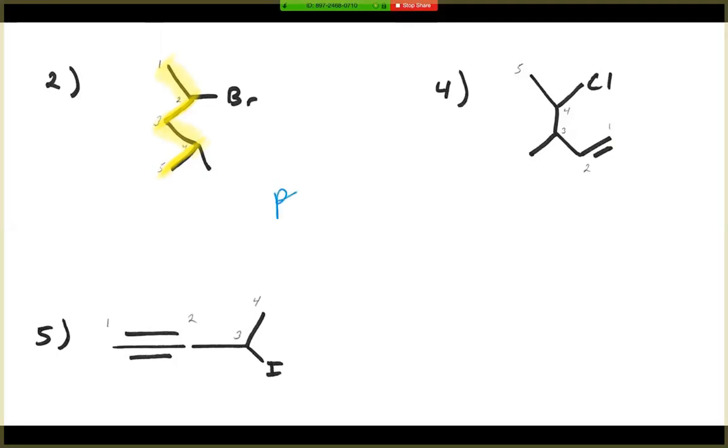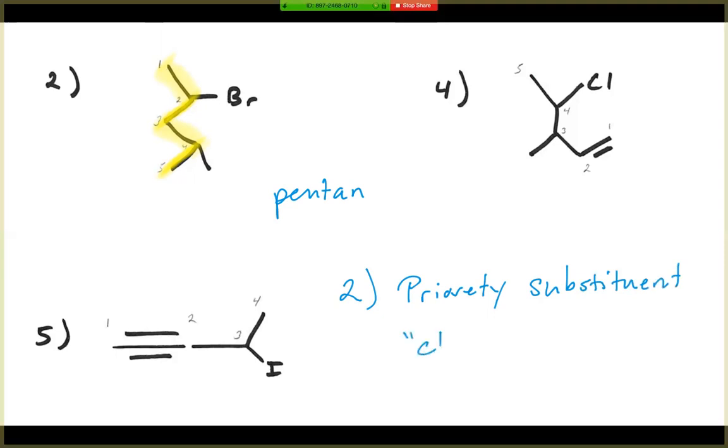So I see I have 5, so I know it's going to be pentan. It's going to be pentan something. Well, I'm going to be looking for rule number 2, priority substituent, or the one that changes the name. And more specifically, changes the suffix, right? Suffix is the last part of a name. Prefix is before the name. Maybe a new term is infix, which is everything in between the prefix and the suffix.